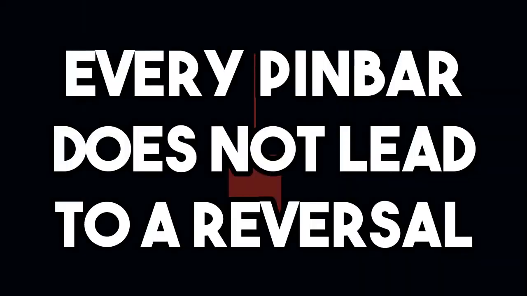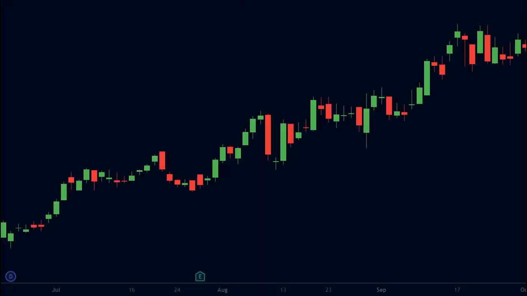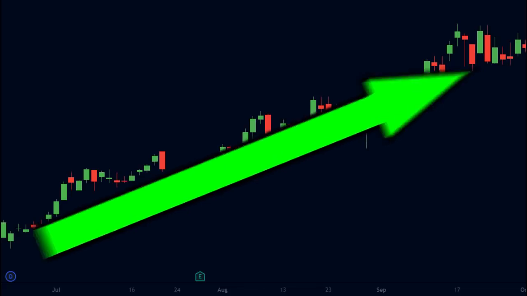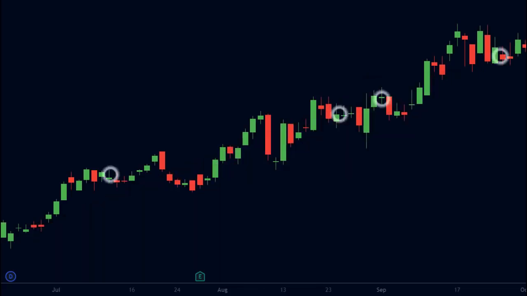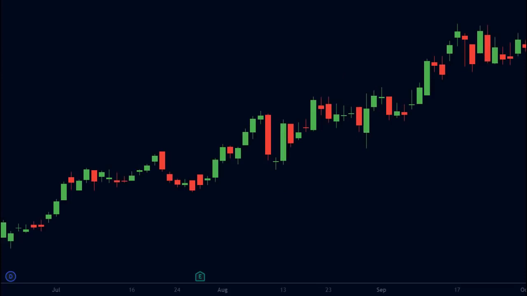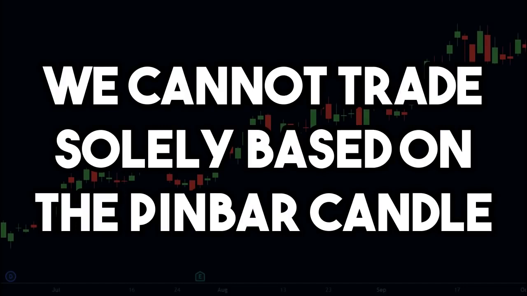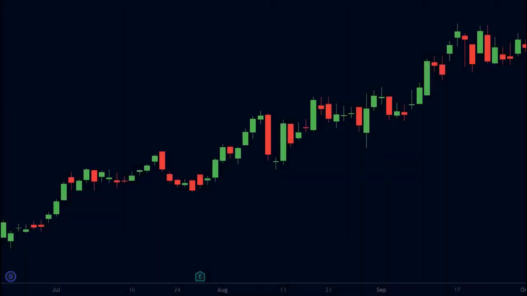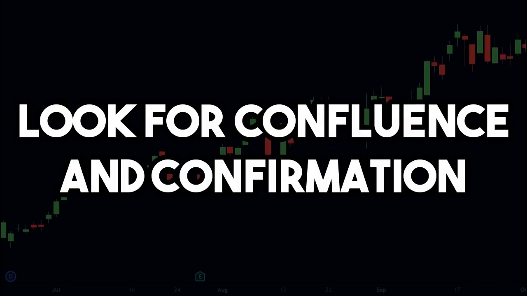Now, we need to understand one thing here. Every pin bar candle does not lead to a reversal. For instance, here we see that the price was in a strong uptrend. In this uptrend we see a lot of bearish pin bars. If we sold at each of these candles, we would have made huge losses. Hence, we need to take the background information into context, and then look for an opportunity. In other words, we cannot trade solely based on the formation of a pin bar. We need to look for confluence and confirmation.